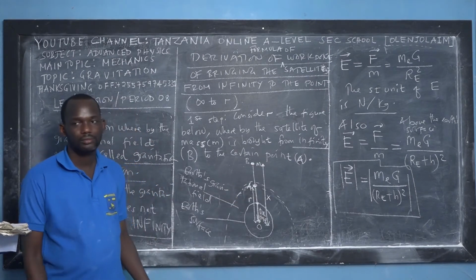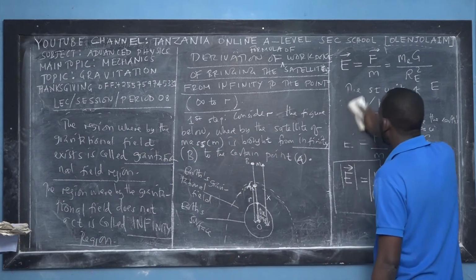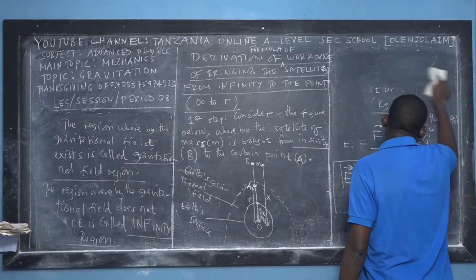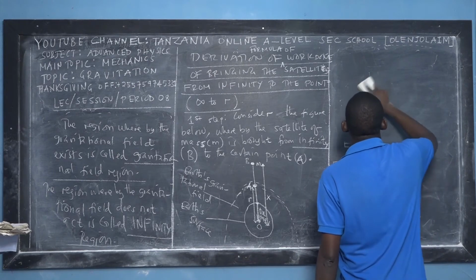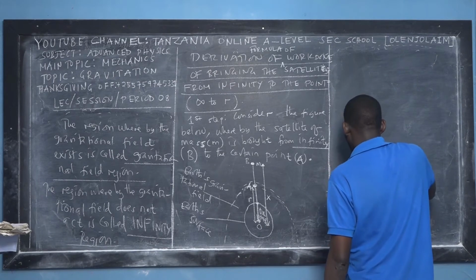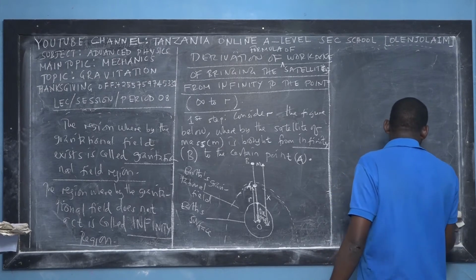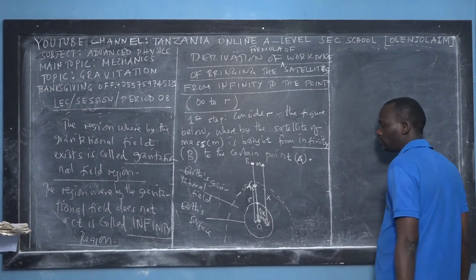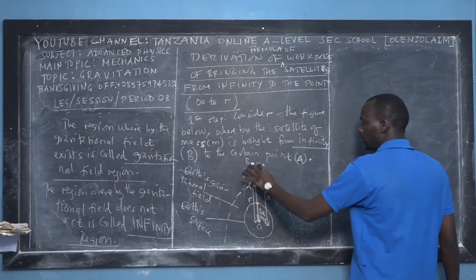X. So our intention is to derive a formula that will help us calculate the work done required to bring a satellite, or any heavenly body, from point B, which is far away from the gravitational field of the S, to point A.